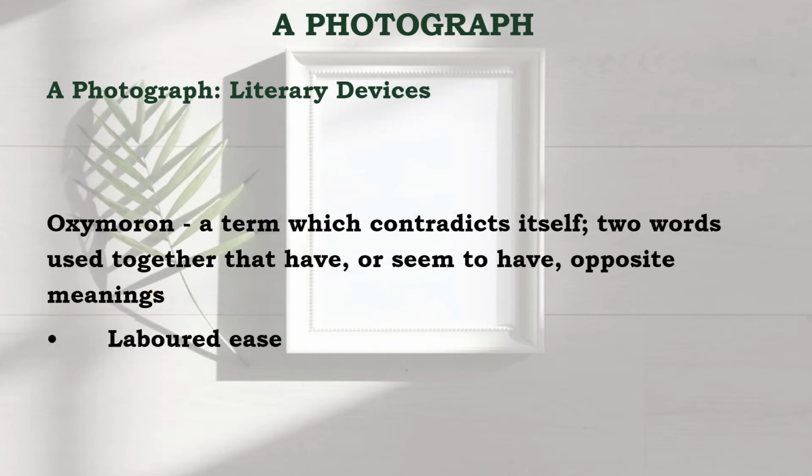The next poetic device used in the poem is oxymoron. In this poetic device, two words are used together that have or seem to have opposite meanings. Example from our poem is "labored ease." Labored and ease are two different words which have opposite meanings. So, this is an example of oxymoron.